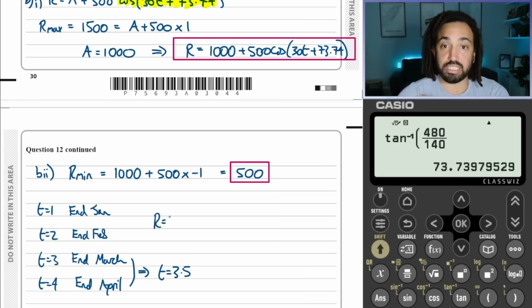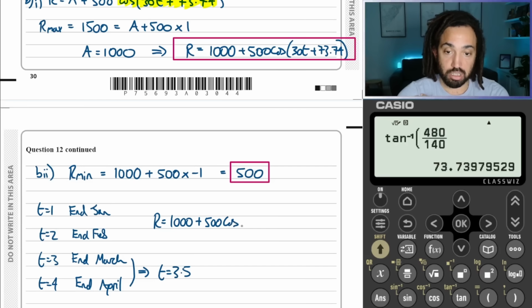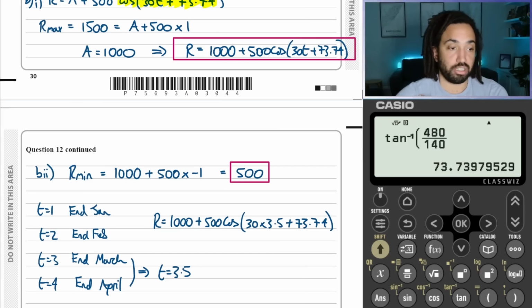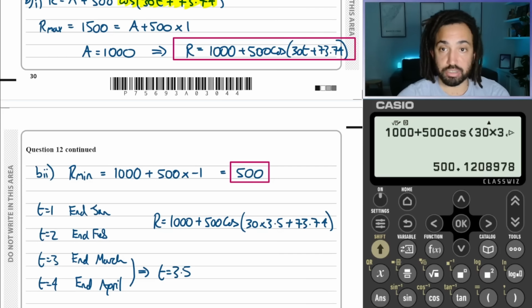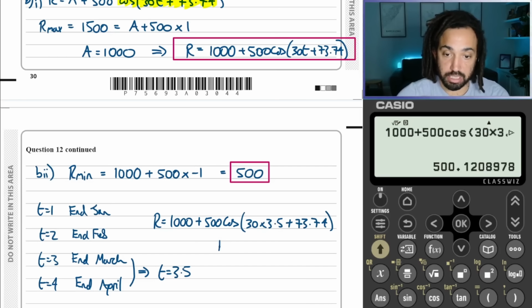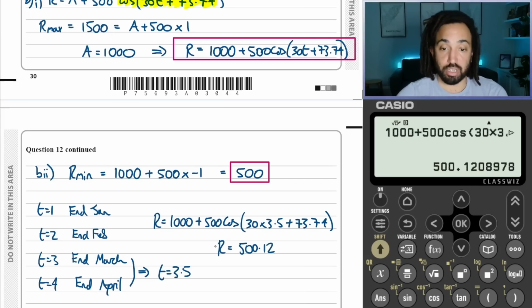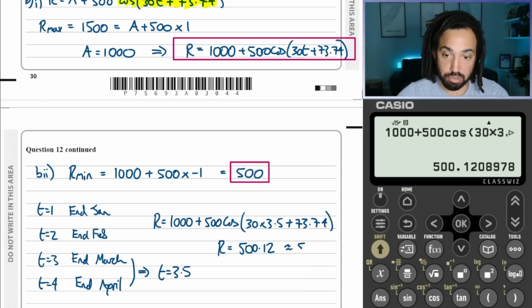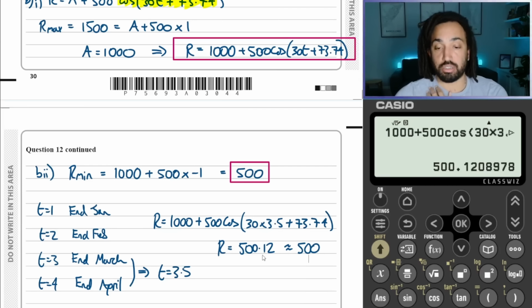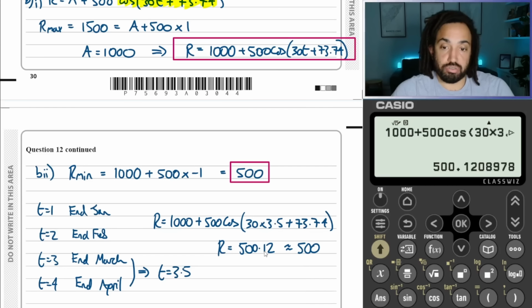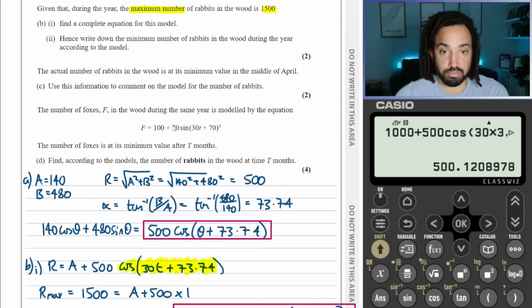Okay, so we just need to sub in t is 3.5 into our formula. So we can say that r is equal to 1000 plus 500 cos of 30 times 3.5 plus 73.74. That's going to go into the calculator. Okay, so just put that in, and this is giving us that r is equal to 500.12. Given that r is the number of rabbits, then this is approximately 500, because the model is obviously modelling discrete data, because it's literally the number of rabbits. You can't have like half a rabbit.